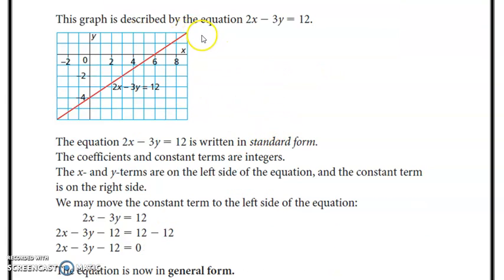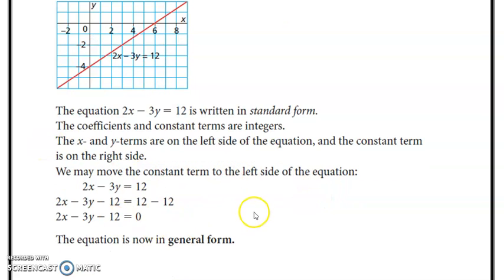Now, once you set it equal to 0, this is called general form. So I subtracted 12 from both sides. What you see here, 2x minus 3y minus 12 equal to 0, is called the general form. So two new forms, very similar. Standard form: Ax plus By equal to C, and if we take the C and move it to the left-hand side of the equation, this is general form.